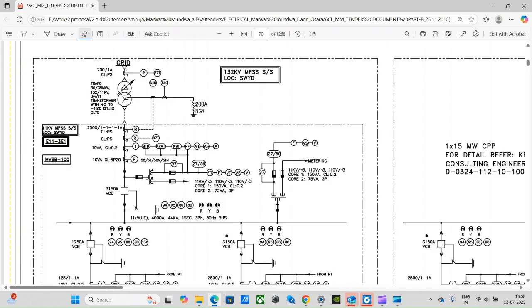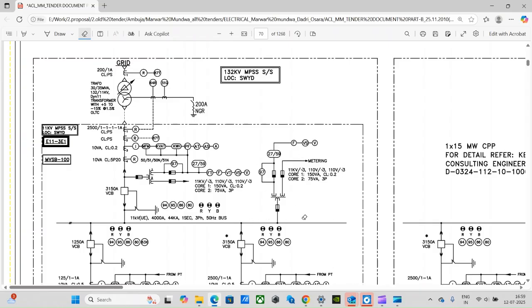This is an isolator and NGR combination together. These are CTs. Then this is a VCB breaker symbol. These arrow symbols suggest it is a draw-out type breaker. These are PT symbols, a fuse and PT combination. This is called line PT because it is connected to the line, and this is called bus PT because this is connected to the bus.